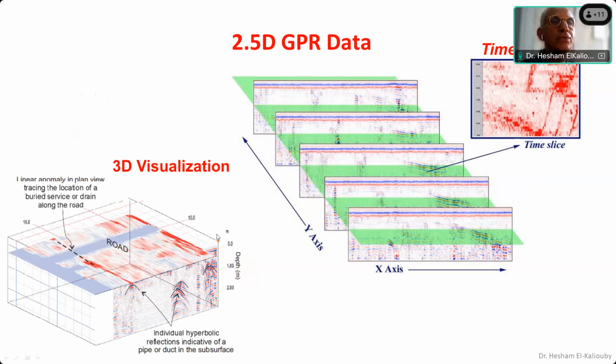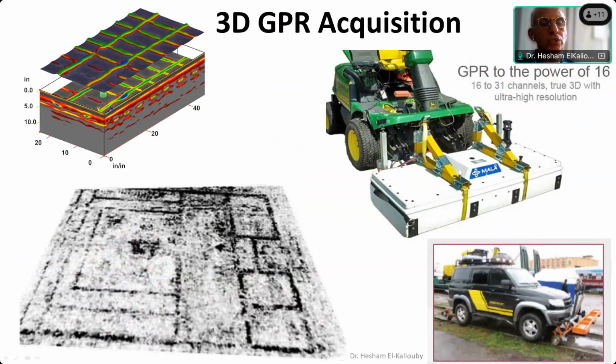You can also acquire 3D with a 3D acquisition, where you have many pairs of GPR transmitters and receivers in the same system. We have many transmitters and many receivers, like 16 to 31 channels, and you can acquire a true 3D GPR that tells us about the main utilities or the archaeological studies in this area.